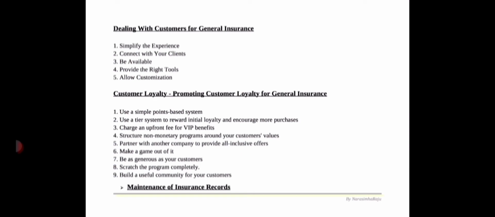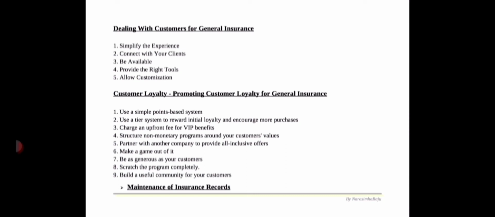And the next one is provide the right tools. Customers want to keep their insurance premiums as low as possible while still having the protection they need. Create programs that track customer patterns and use that information to develop incentives for low premiums. So show your dedication by giving your customers the tools for self-efficiency.